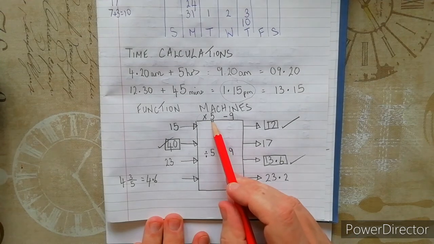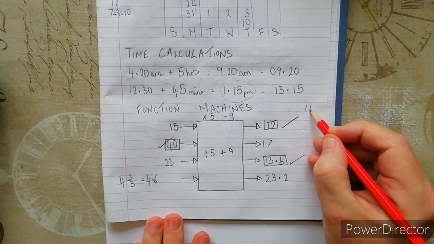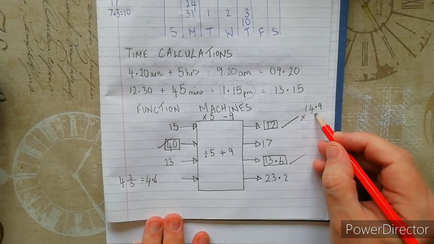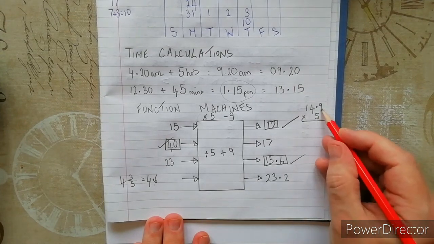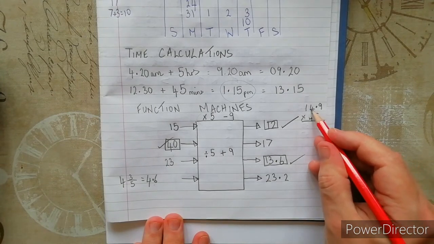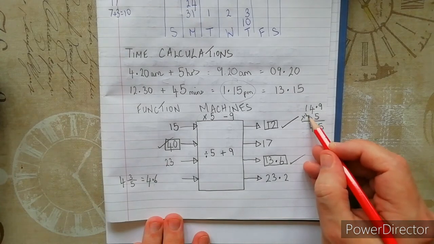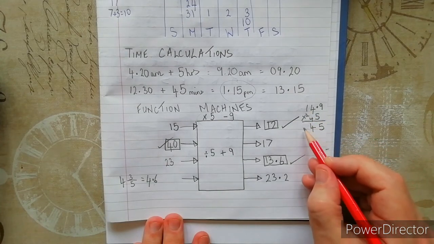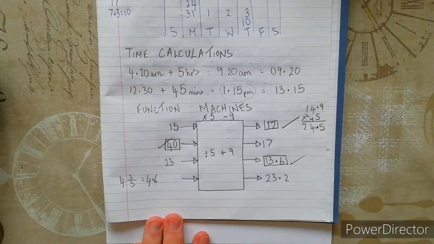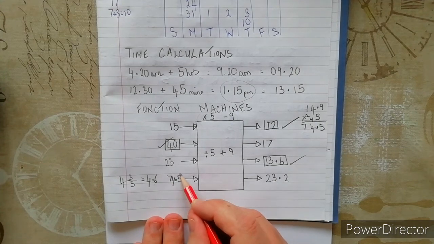Now 14.2 times 5. So find a wee space. 14.2 times 5. 5 nines, 45. 5 fours, 20. Add the 4, 24. 5 ones are 5. Add 2, 7. And don't forget to put your decimal point in. 74.5.